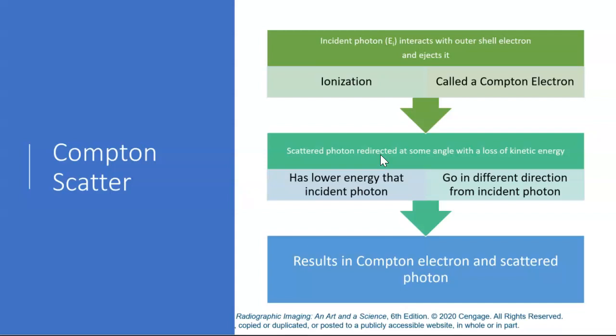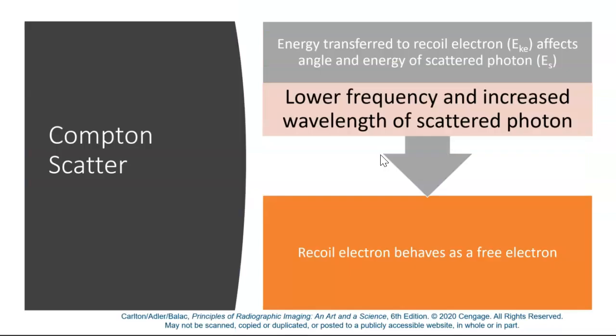Okay, so when you have an incoming photon, it hits an outer shell electron and knocks it out, so you have a Compton electron and you get a scattered photon also. Energy is transferred to the recoil electron; they also call it a recoil electron. The Compton electron is also recoil, so they're interchangeable. It affects the angle and the energy of the scattered photon, so lower frequency and increased wavelength of a scattered photon. The recoil electron behaves as a free electron, so this free electron will go on and on and keep having interactions and filling shells.